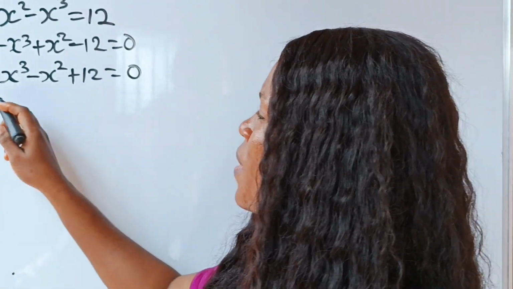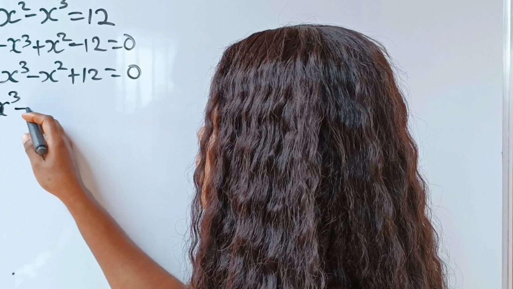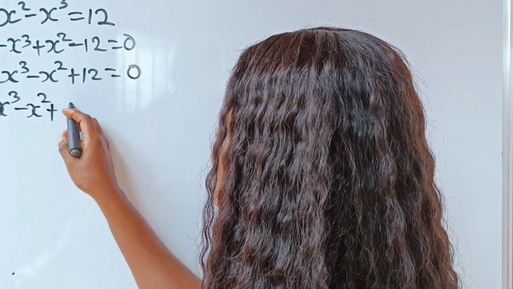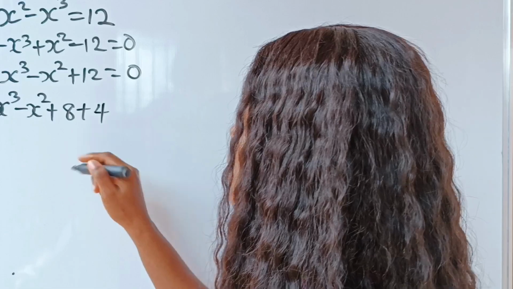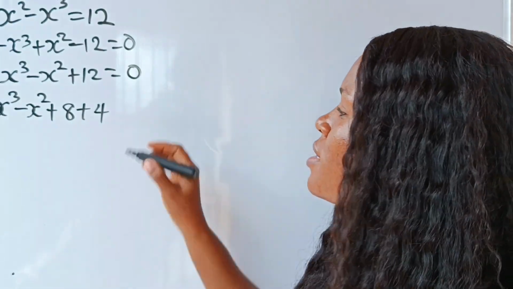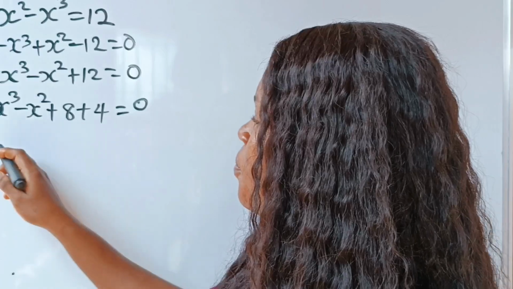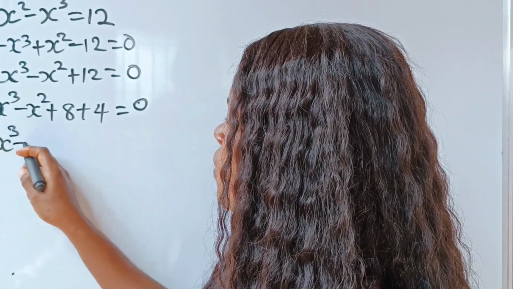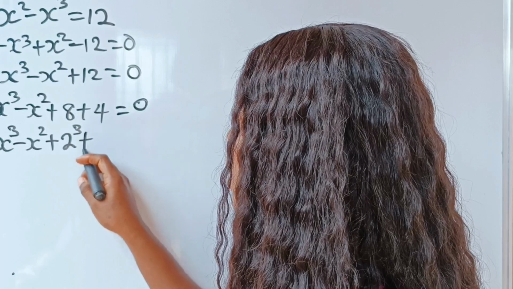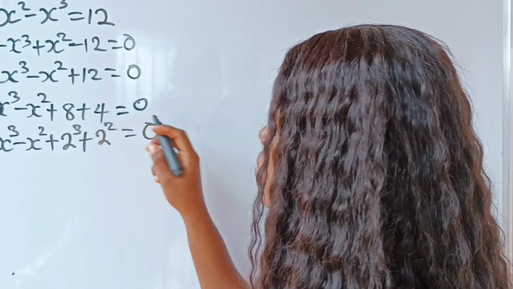And when we do that, we are going to have x to the power of 3 minus x to the power of 2. This becomes what? This is 8 and 4, because this is 2 to the power of 3 and this is 2 to the power of 2. Alright? Now this is equal to 0. So we'll write x to the power of 3 minus x squared plus 2 to the power of 3 plus 2 squared is equal to 0.